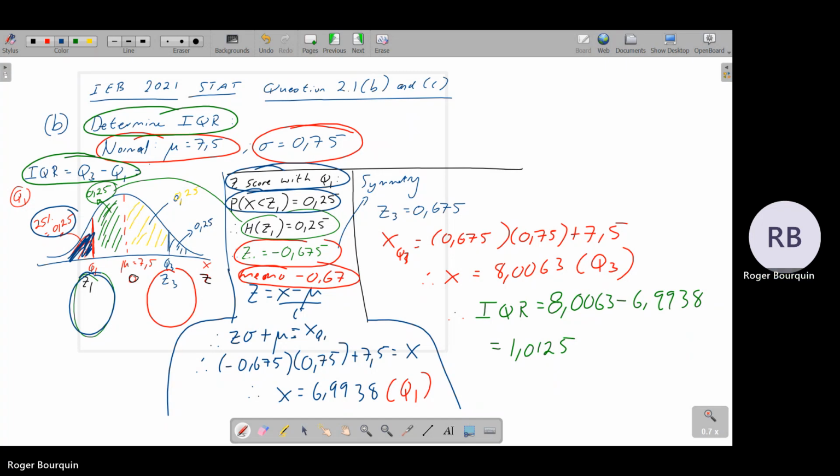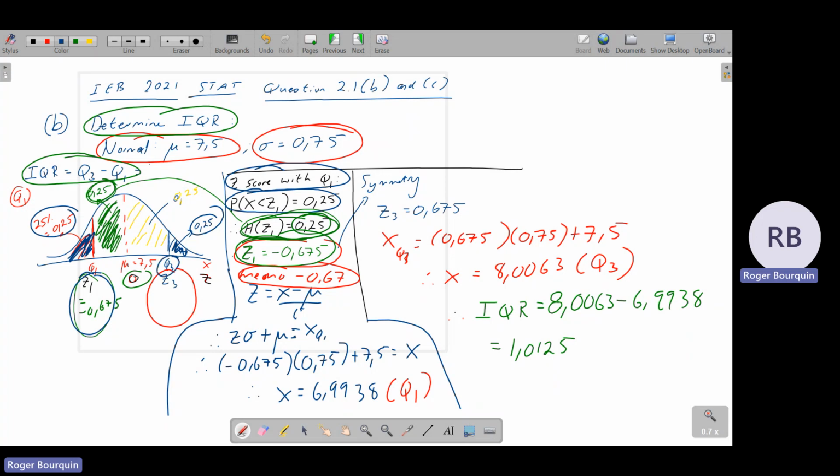So H of Z1, this area between the score and the mean, would also be, because that whole area is 0.5, 0.25. So you go to your table to find the corresponding Z score that goes with this area of 0.25. The Z score must be negative because it's to the left. So I end up with a Z score for the lower quartile of negative 0.675.